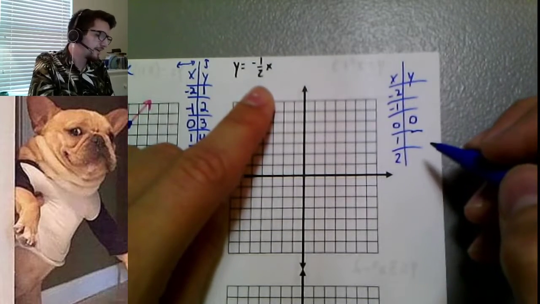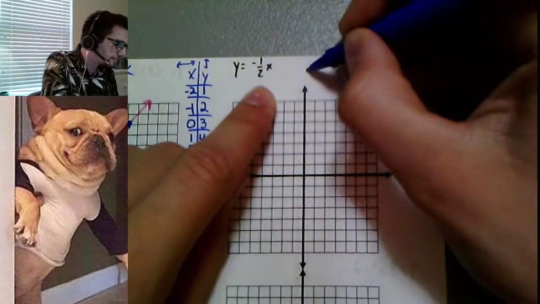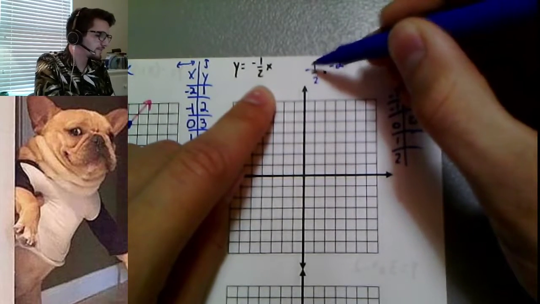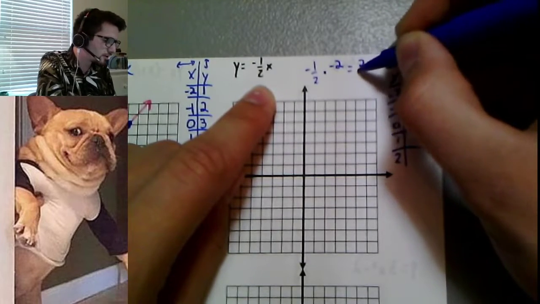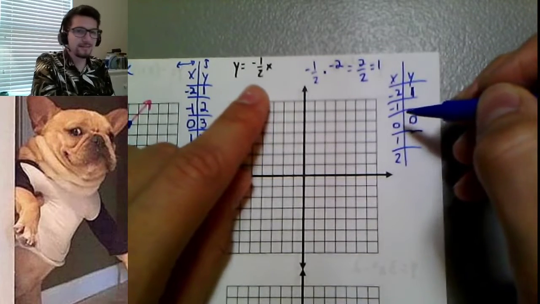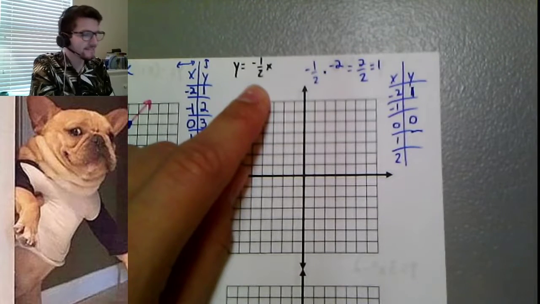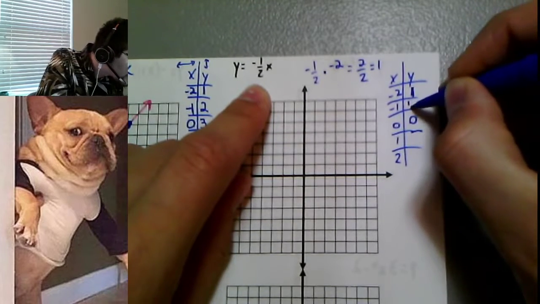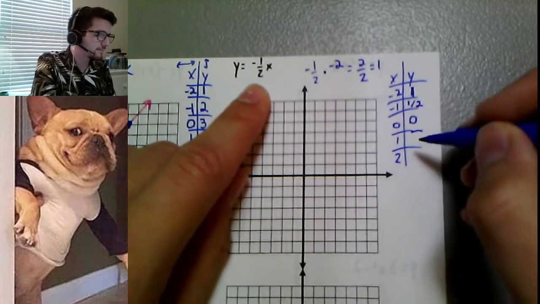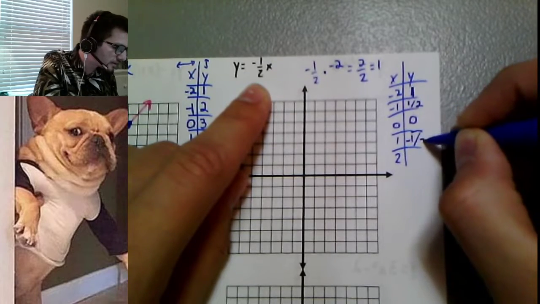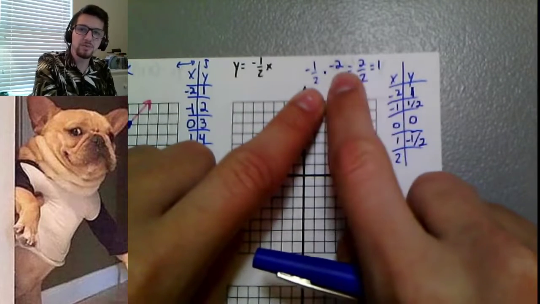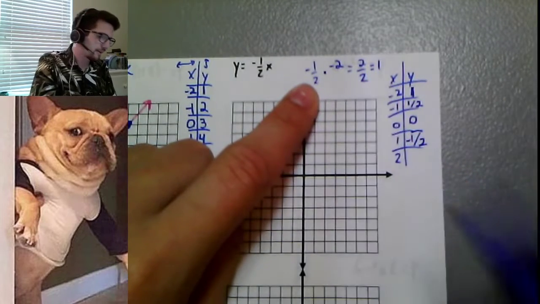What's negative 1 half times negative 2? Well, the negative 2 times the negative 1 gives me positive 2 over 2, and positive 2 over 2 gives me 1. What is negative 1 times negative 1 half? Well, 1 times anything is itself. The negatives are going to cancel out, so I'll end up with 1 half. What's 1 times negative 1 half? Well, 1 times anything is itself, so it's negative 1 half. And what's negative 1 half times 2? Well, it would be the same thing as this, but just without the negative. So instead of positive 1, we're going to end up with negative 1.